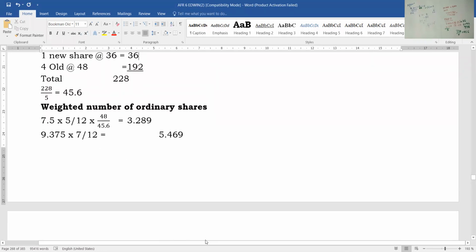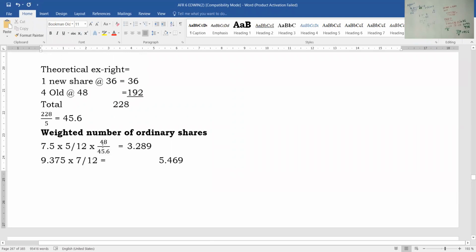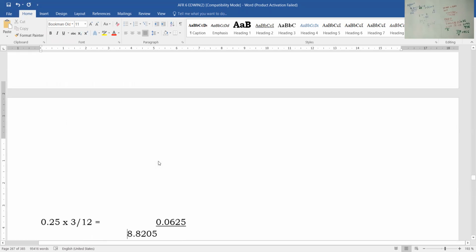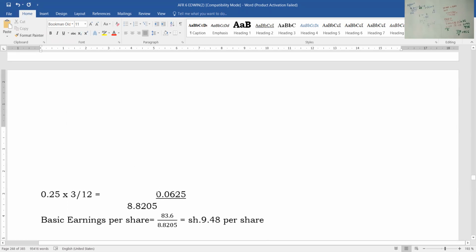So this is what I've been explaining. Here, what they did first was 7.5 times 5 over 12 times 48, divided by 45.6. Then they added the ordinary shares after the right issue times the period after. They got 5, that is fine. Then they did the 0.25 separately, because it was not affecting the formula but it was there in that period. You weight it separately for 3 months, from January 2013 when they converted the bond to ordinary, to the end of the year, which is March.